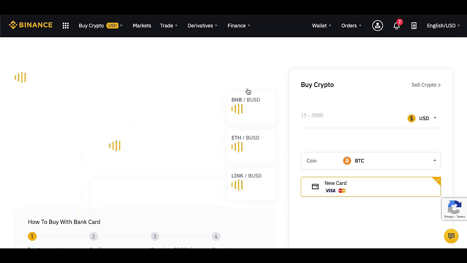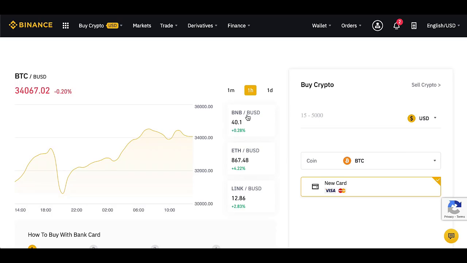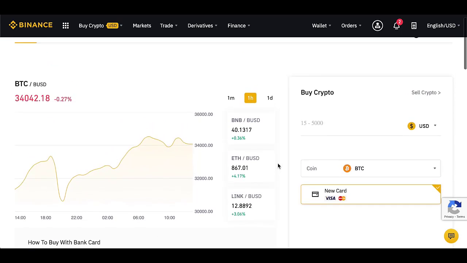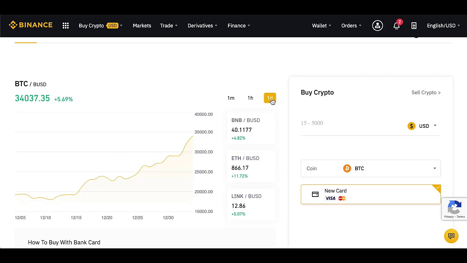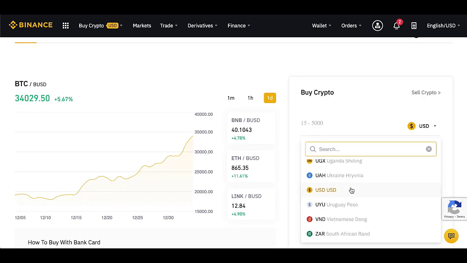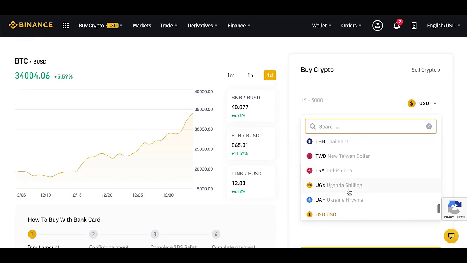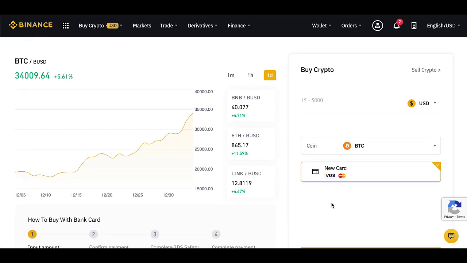This is the 1 day chart. You can also see the 1 hour chart. You can also see some cross rates right here. So this is Bitcoin against the US dollar, and we have Ethereum here and Link. So there are a few different currencies right here that you can see it crossed against. Now, if you do want to just pay in dollars, you can come right here. You can see the payment currency is in dollars, but you can, of course, choose absolutely any currency. Let's just use dollars for now.